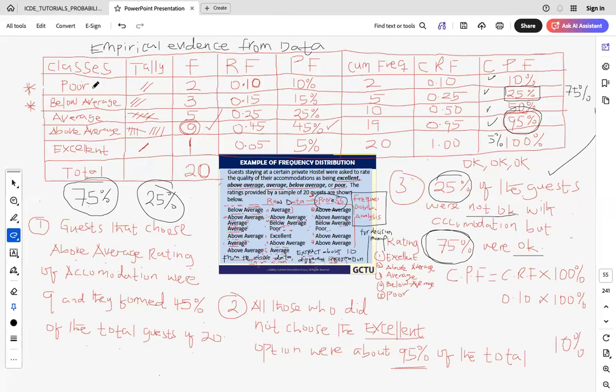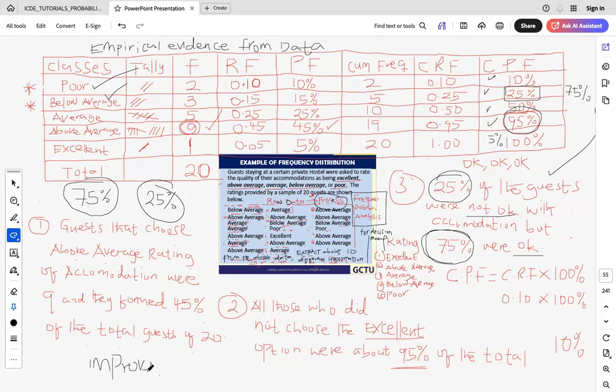Why? Because they chose poor. They said the accommodation is poor and the accommodation is below average. When somebody speaks this language to you in your business, you will not be happy that your product is poor, your product is below average, or your services are poor, your services are below average. Nobody wants to hear this. But when you hear people say your services are average, it means there is more room for improvement. That's what the person is telling you.